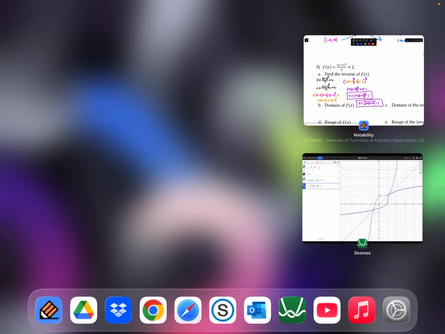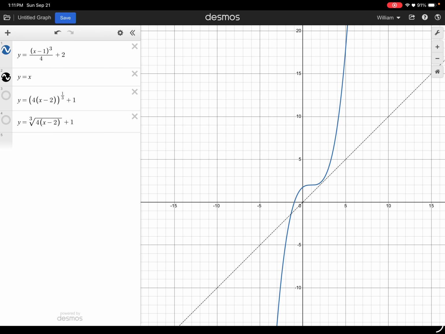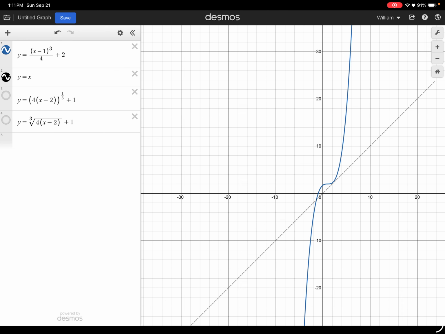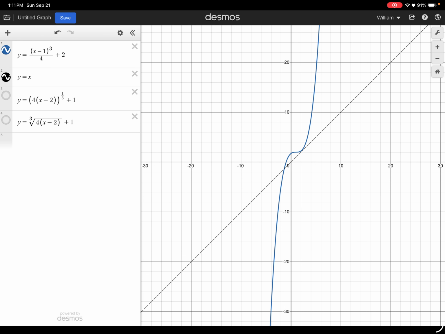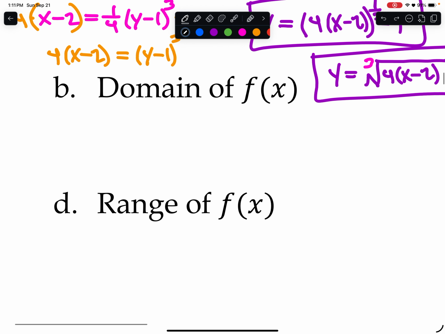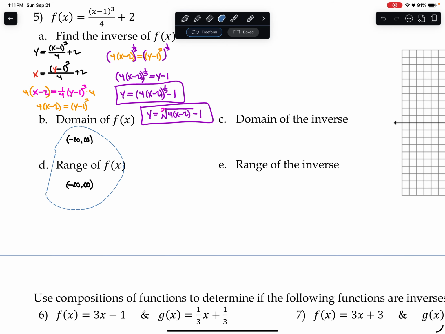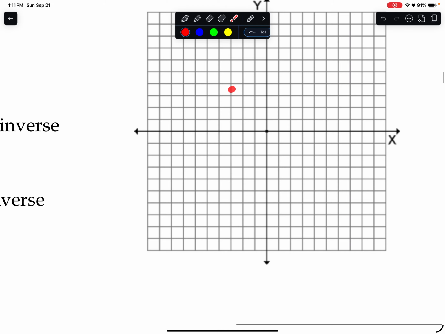Okay, so wait, let's go back. Let's turn the inverse off. Looking at just the original, I can see my domain is going to be all real numbers and my range is going to be all real numbers, which means when I flip it for the inverse, it's going to be the same. So the domain of the original is negative infinity to positive infinity, and the range is going to be negative infinity to positive infinity. And then when you do the inverse, it'll be the same. So Desmos.